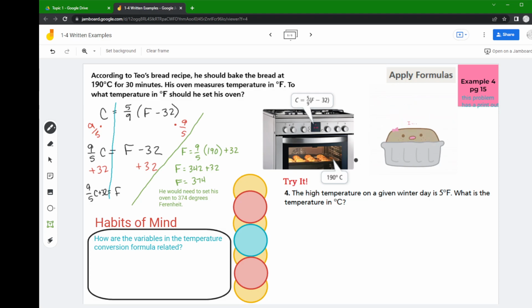So this is the calculation you would do. If you know the degrees in Fahrenheit and you want the Celsius to come out, you should use the version of the equation that has the Celsius by itself. So Celsius equals 5/9 times our degrees in Fahrenheit, which is 5, minus 32.